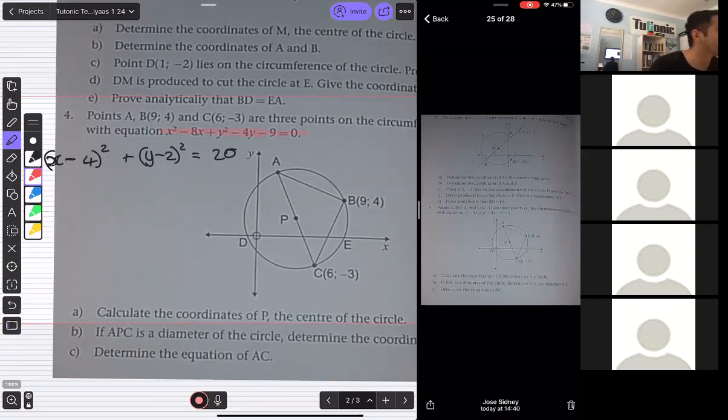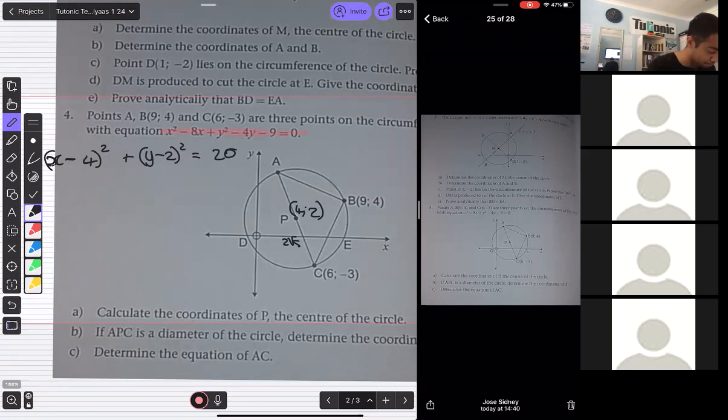Okay, so now we know the center, right? The center is going to be (4, 2). And the radius is √20, which is 2√5. I haven't done this in a long time, yeah, 2√5.